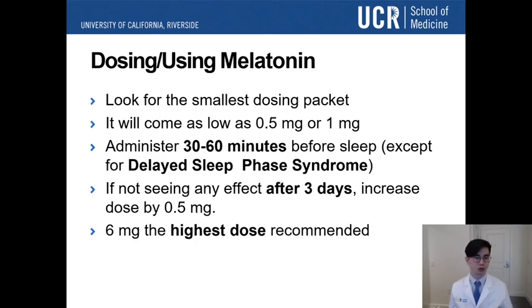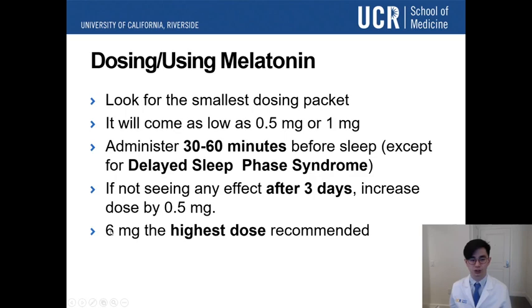So when you're in the store looking to buy melatonin, you want to look for the smallest dosing packet. You can see some as low as 0.5 milligrams or 1 milligram. You want to give it about half an hour to an hour before sleep to give it some time to get digested in the body and into the system. The exception is if you have delayed sleep phase syndrome, when your teenager or child is sleeping at 1 a.m. or 5 a.m.; then you want to give it 4 to 5 hours earlier than that. If you're not seeing any effect after 3 days, you can increase the dose in small increments of 0.5 milligrams. The highest dose recommended is 6 milligrams.